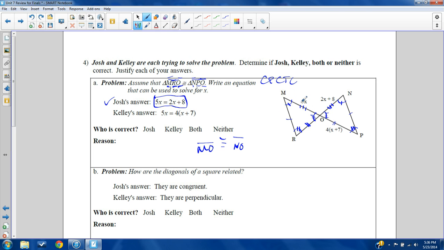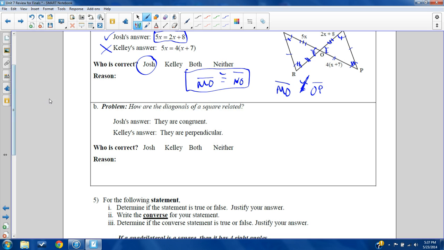Kelly, on the other hand, set up MO with OP. Now, MO and OP aren't shown to be congruent. See, this has 3 tick marks, this has 2 tick marks. So I don't know those are congruent. So Kelly set up an equation 5x equals 4 times x plus 7. That's not necessarily true. Sorry, I can't trust that one. I can only trust Josh's. Josh is correct. The reason MO and ON are congruent: CPCTC. We determined that as we did this.